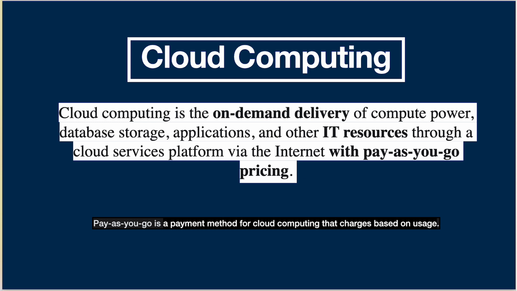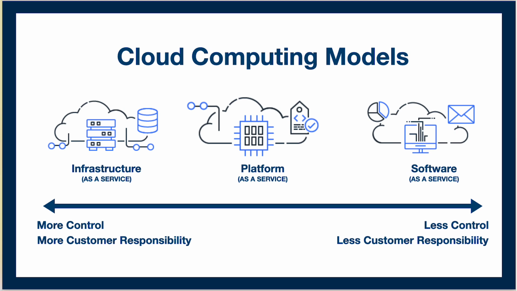Now we'll see what the different types of models of cloud computing are. There are three. First is IaaS, that is infrastructure as a service, then PaaS, that is platform as a service, and SaaS, that is software as a service. If we look at the IaaS side, we have more control and more customer responsibility as compared to SaaS, that is software as a service. Now we'll see why we are saying that.